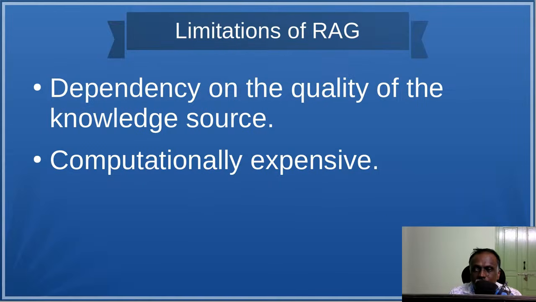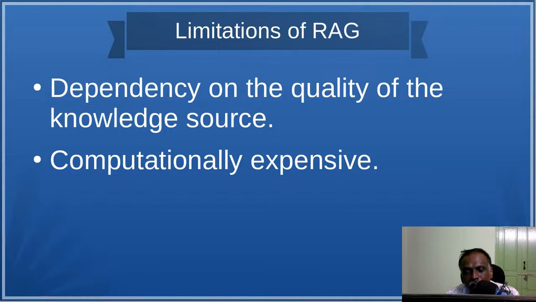So the limitations of RAG: it fully depends on the quality of the knowledge source, right? We are talking about grounding the LLM, and for grounding the LLM, you should have the relevant information. If the knowledge source does not have relevant information, there is no use, right? So it purely depends on that.